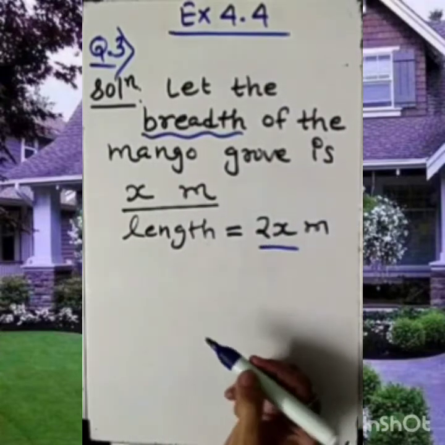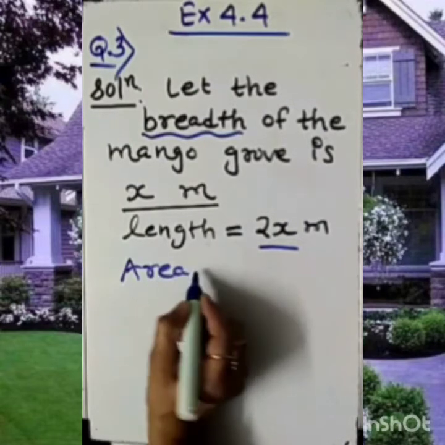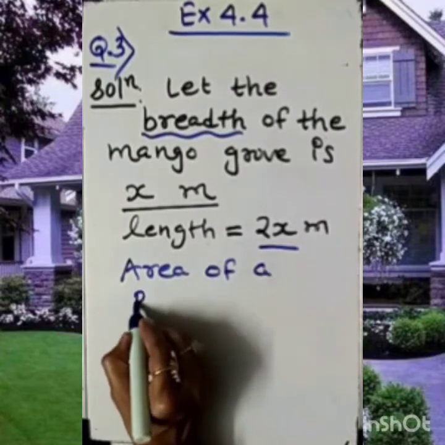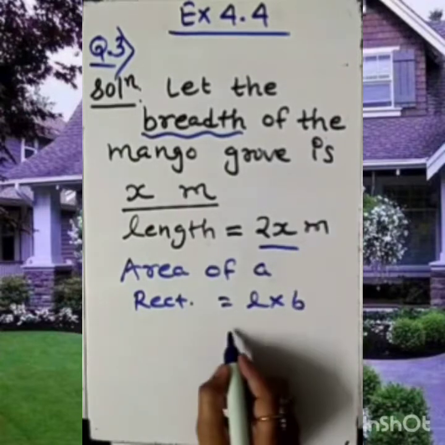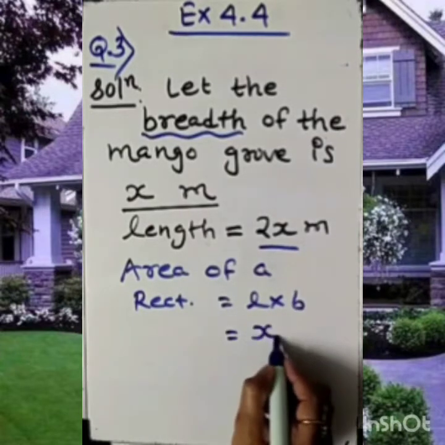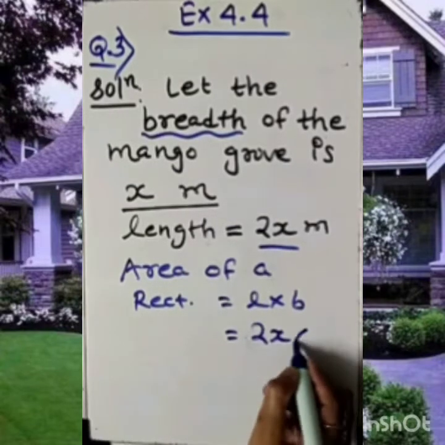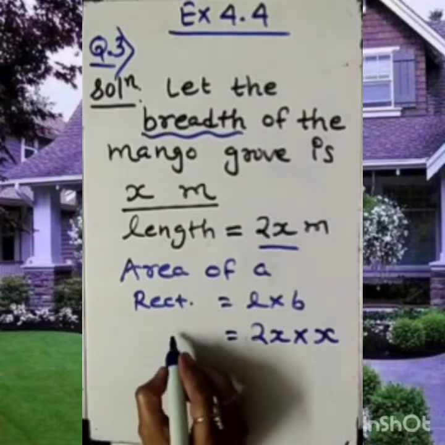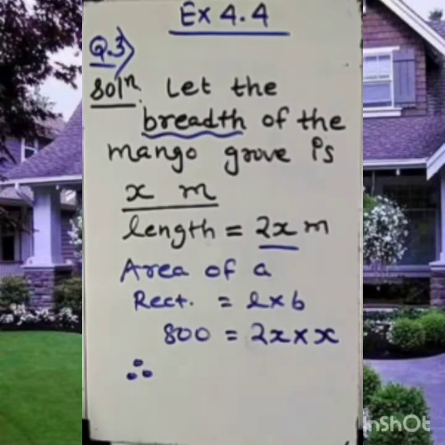Okay. Now what is the formula to find the area of a rectangle? Area of a rectangle is length into breadth, right? So what is length? That is 2x. So let me write it here, 2x, and breadth is x. Agree? And it is given 800 meters square. Now is it possible? We have to check.